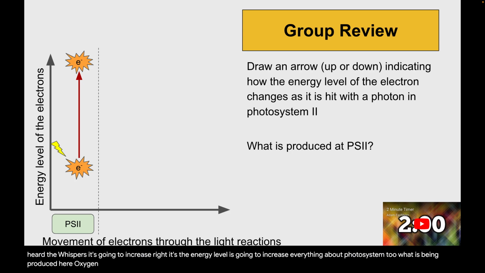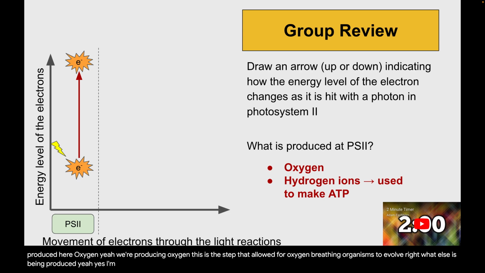Oxygen. Yeah, we're producing oxygen. This is the step that allowed for oxygen-breathing organisms to evolve, right? What else is being produced? H plus. Yeah, some protons, some hydrogen ions, right? So we're producing oxygen and hydrogen ions. Where did these come from? What molecule? Water, yeah, H2O.